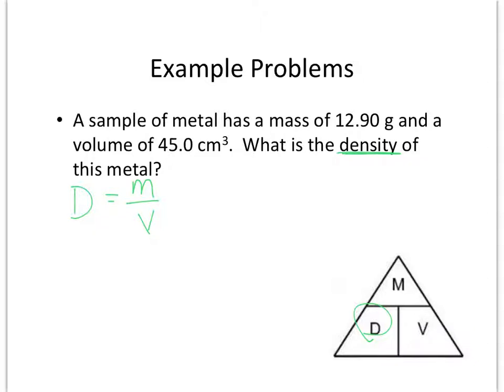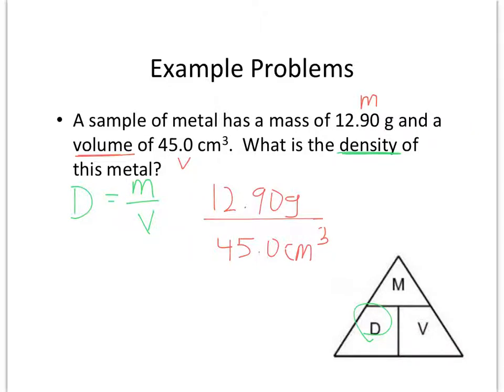Okay, so if we're struggling to figure out what units we have here and what variable belongs to that unit, the 12.90 is a gram measurement or mass measurement, and it's telling us that the volume is going to be 45.0 cubic centimeters. So now I'm going to take the 12.90 grams and divide it by 45.0 centimeters cubed.